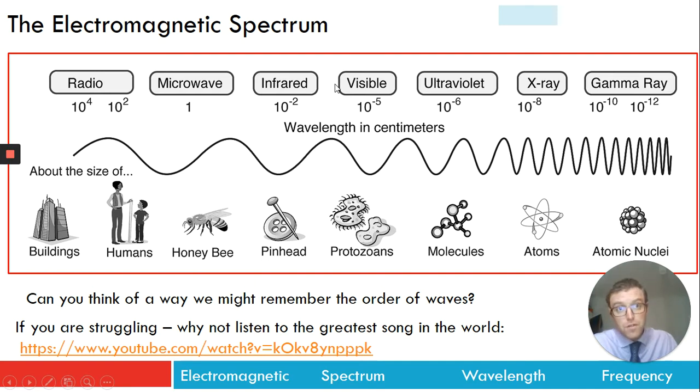Other parts of the spectrum, in order from the lowest frequency or the largest wavelength, are radio, then microwave, infrared, visible, ultraviolet, X-ray, and gamma ray. Underneath, we've got the wavelength in centimeters, and we've got pictures of roughly what size that wavelength is about.